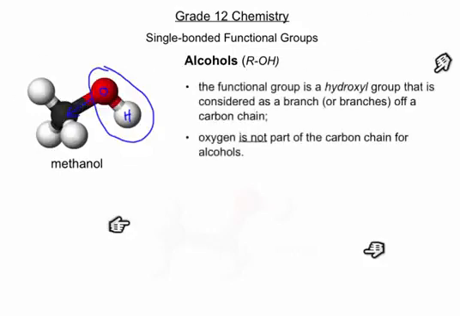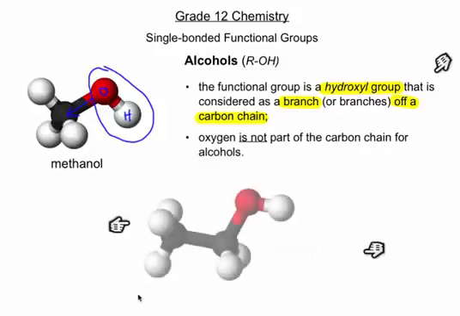The functional group is this hydroxyl group, or OH, and it's considered as a branch or branches off a carbon chain. So oxygen is not going to be part of that chain. There's a wide variety of different alcohols. Here's a second alcohol. This, with two carbons, would be ethanol. So we'll get into the nomenclature. It's pretty straightforward though, as I think you'll see.